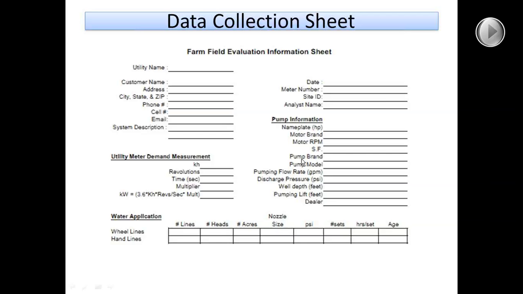Pump information. The top 3 lines are basically pump motor information. And so on the pump tag, I have some pictures of pump tags that I'll show here in a few minutes. But the nameplate horsepower is written right on the pump tag. Motor brand, that's just whether it's a General Electric or U.S. Motors motor or whatever the case may be. Motor RPM, that's all usually written on the pump or the motor tag as well. SF is motor service factor.